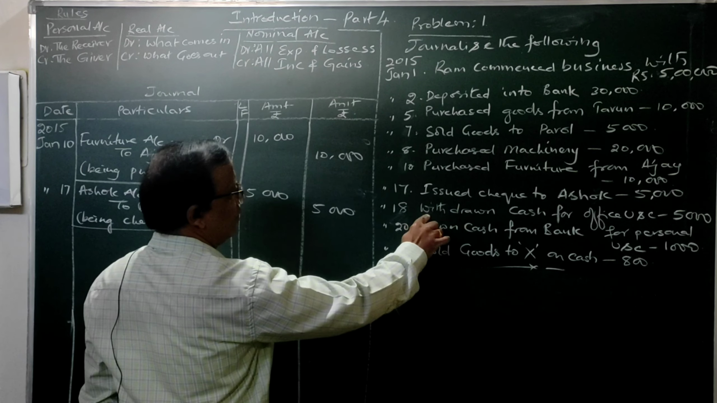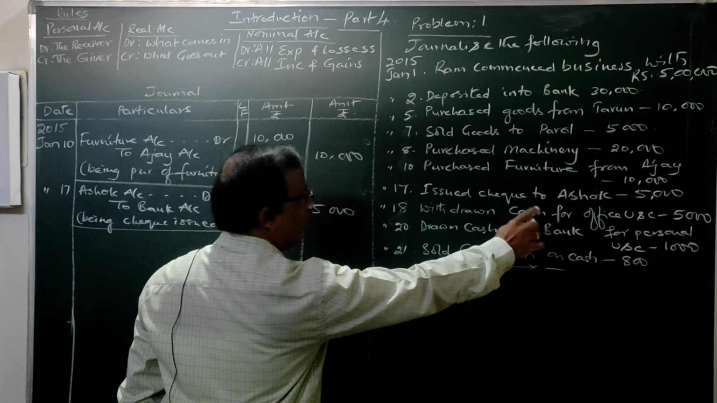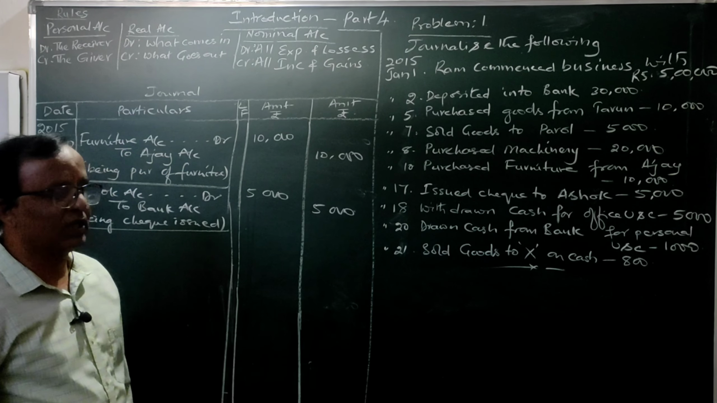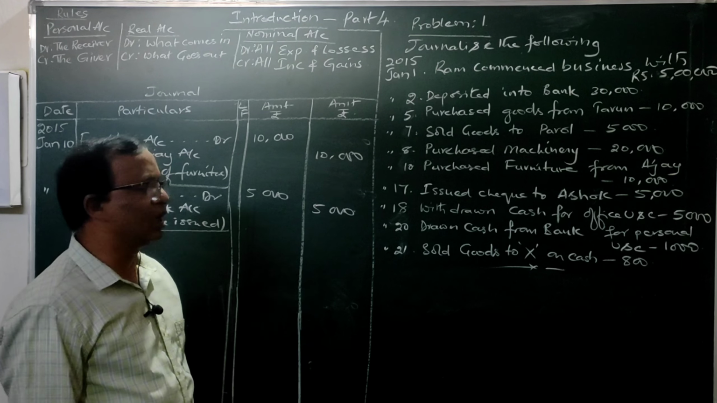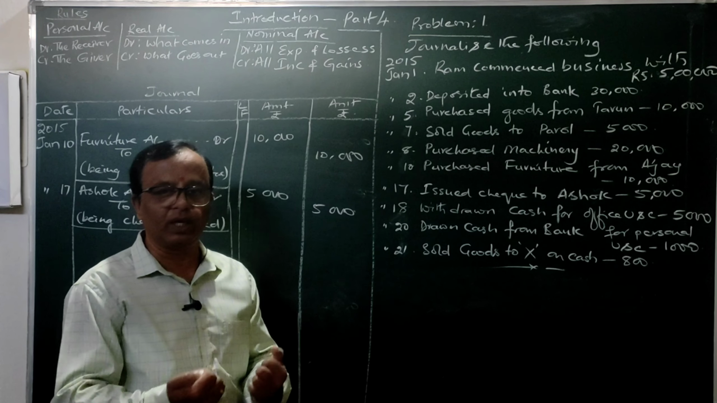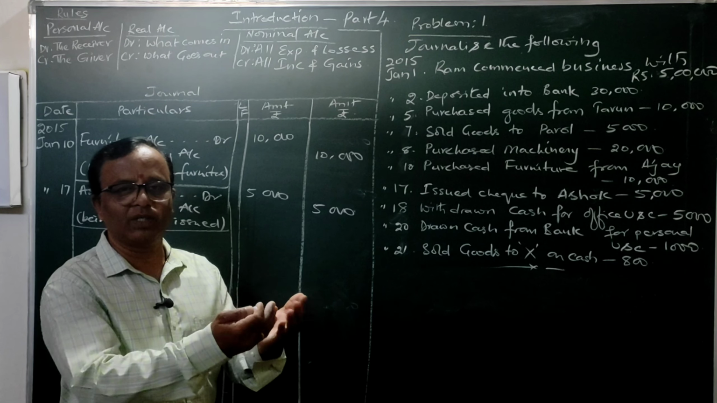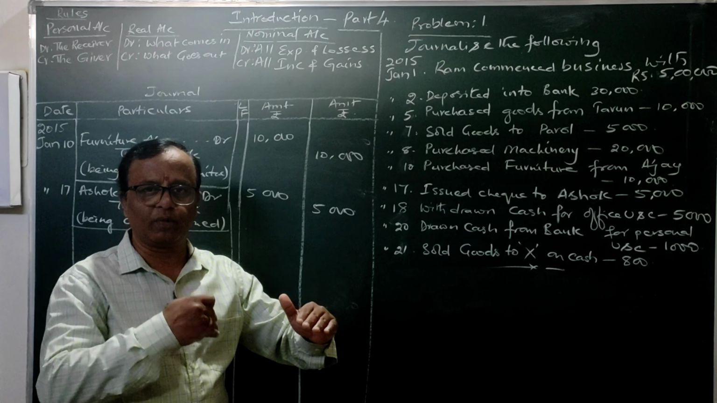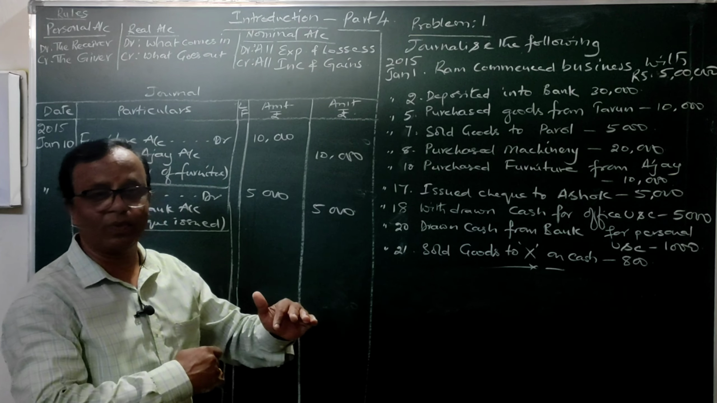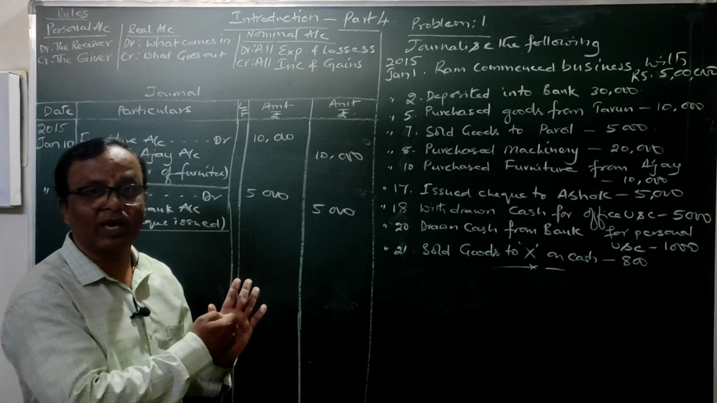After that, withdrawn cash for office use. That means drawn cash from bank for office use. In other words, from the bank we have drawn the money for what purpose? For office purpose. Check out what is literally happening. Money is drawn from the bank and it is coming into your office. When you have drawn it for office purpose, that amount will be added to your cash in the business.